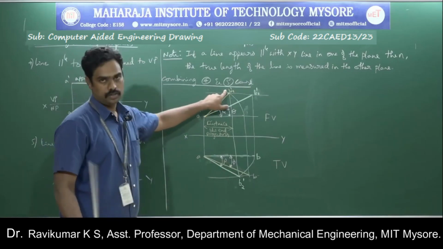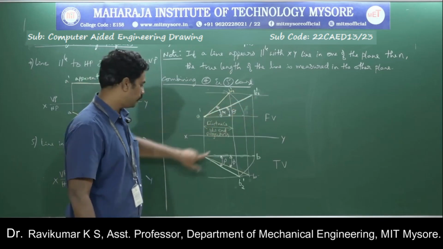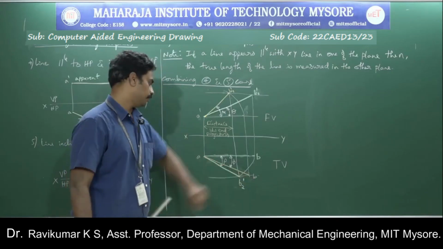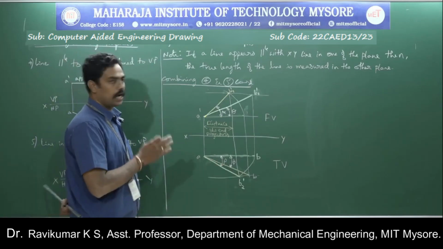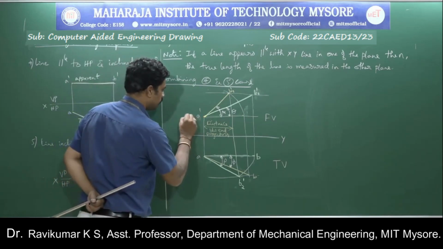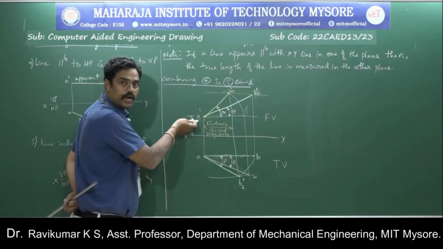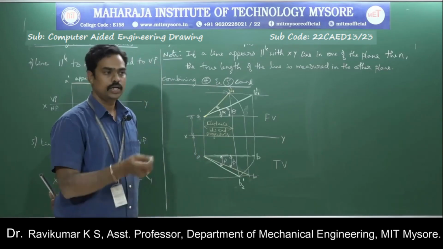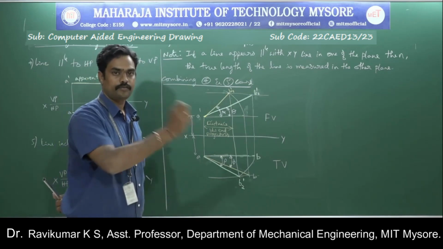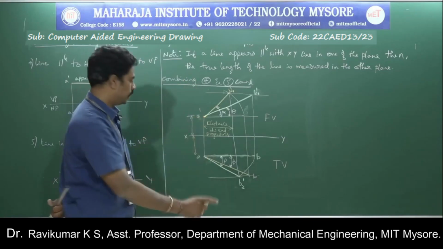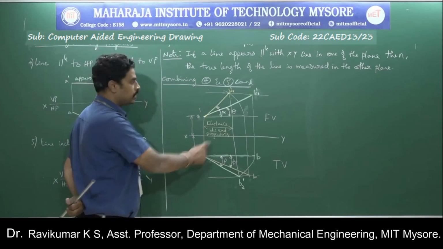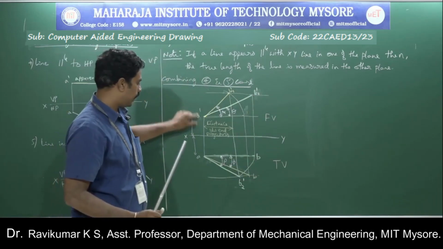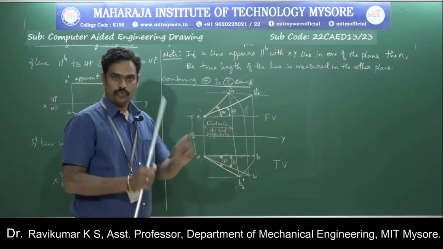Fine. Similarly, A dash B1 dash is the apparent length in the front view, A dash B1 dash is the true length in the front view, A B2 dash is the apparent length in the top view, AB is the true length in the top view. Okay, so this is the case. If you just observe the figure, you'll get some data like the distance of point A from the horizontal plane. Similarly, the distance of point A in front of the vertical plane. Since we are dealing with only the first quadrant, point A is above HP and in front of VP. Similarly, this point is above HP, in front of VP. So you can have the distances of A and B with respect to HP and VP as parameters.